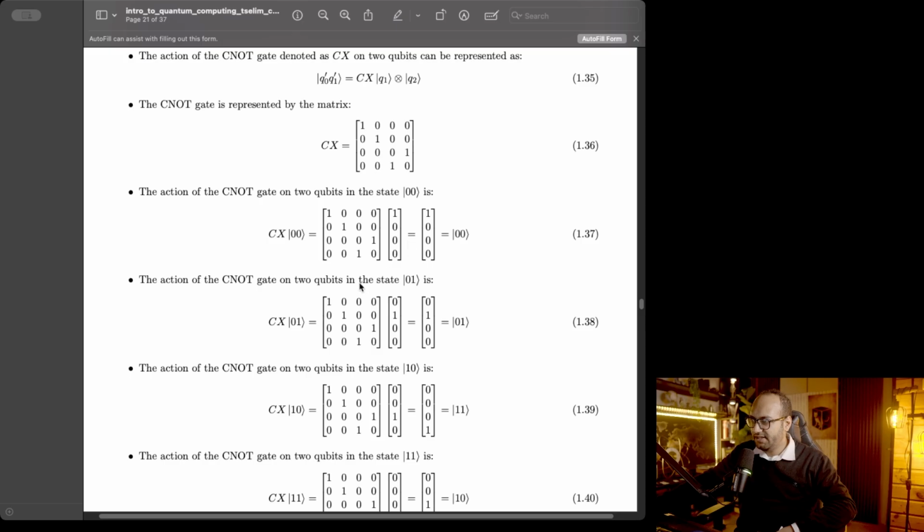Once you have the matrix representation, if you look at it, you have the identity here, and then you have the X gate here. The identity is acting on the first qubit, because literally it doesn't do anything to the first qubit. And then the second block of the matrix is the X gate. Then together, if you act on two qubits initialized in the ground state, you are not going to get anything, because the two qubits are in zero, so the control qubit is in the zero state. Then the CNOT gate won't do any action.